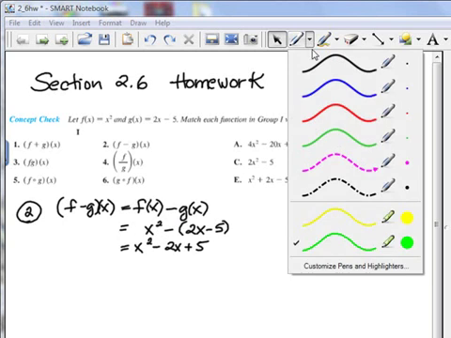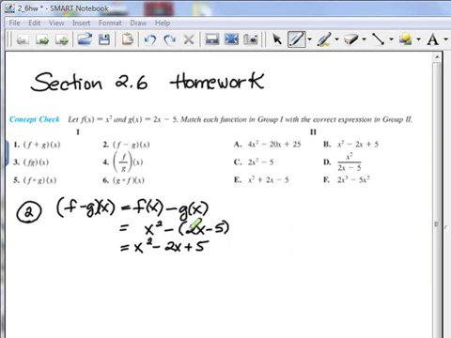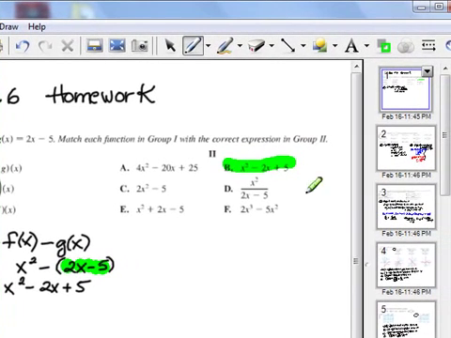just be careful here, right, because we've got to subtract off in parentheses this 2x minus 5. And so that means that we need to distribute that negative sign to get x squared minus 2x plus 5. And so that would really correspond then to answer B over here. Okay?